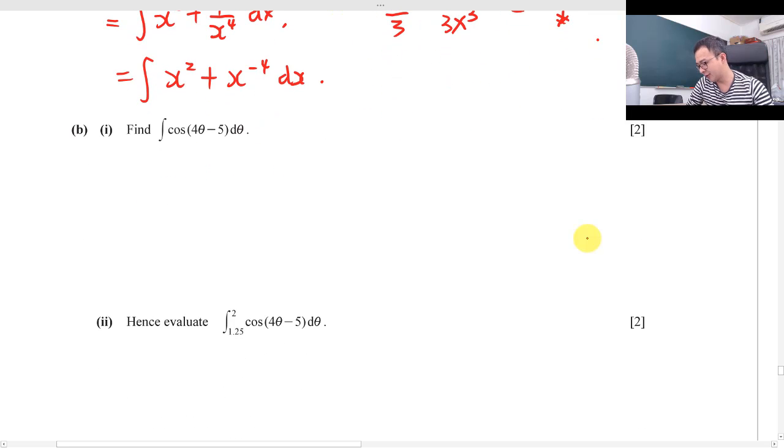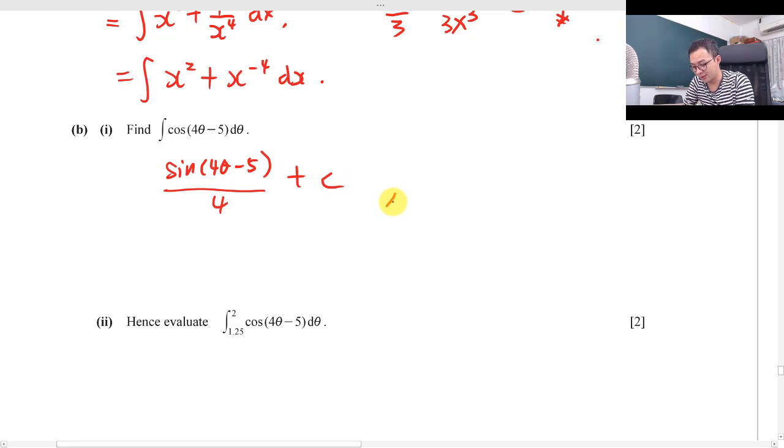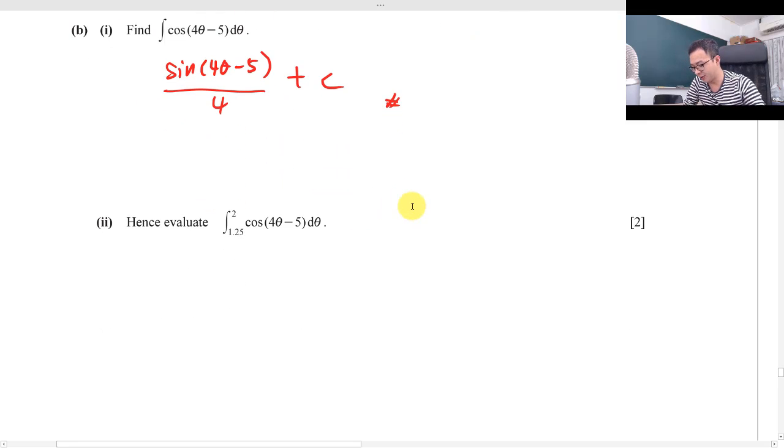Alright, so integrate this one. So integrate cos will give me positive sine. The angle will always remain the same. And then I need to differentiate inside the brackets, so it will divide by 4 here plus c. Yeah, quite simple. Then hence evaluate. So therefore I have sine of 4 theta minus 5. The 4 I will just take out, it becomes 1 over 4. So 1.25 to 2.